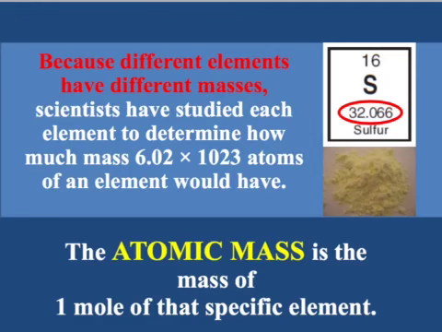Because different elements have different masses, chemists and scientists have had to study each element to determine how much mass 6.02 times 10 to the 23 atoms would actually be. Why have scientists had to study each individual element to determine their atomic mass? It is because we have different elements, and those elements have different masses. Don't forget, your atomic mass is the mass of 1 mole of that specific element. So if the element changes, the mass is going to change. So we have to study all of them.